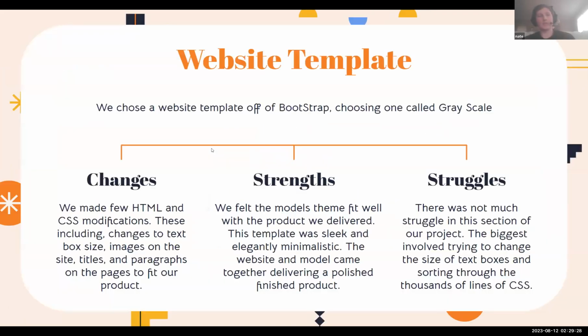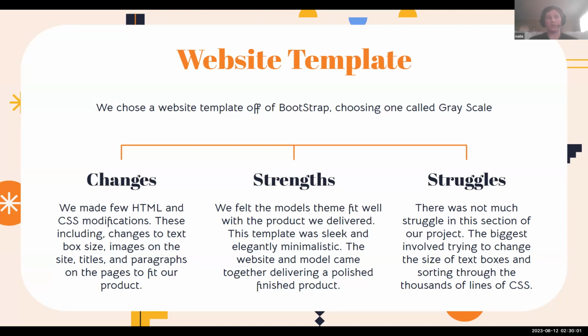The website. So for our website template, we chose a website template off of Bootstrap, which is basically just an online site that has templates for websites so you can make your own. We chose one called Grayscale. A few changes we made were HTML and CSS modifications. I'll get into what those are in just a sec. These include changes to text box sizes, images, titles, paragraphs, basically just trying to make the website fit our product the best. We also had to add some other stuff in.